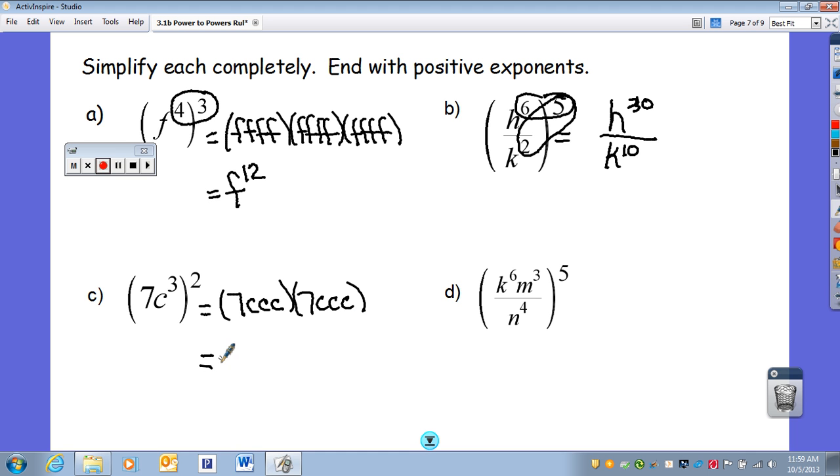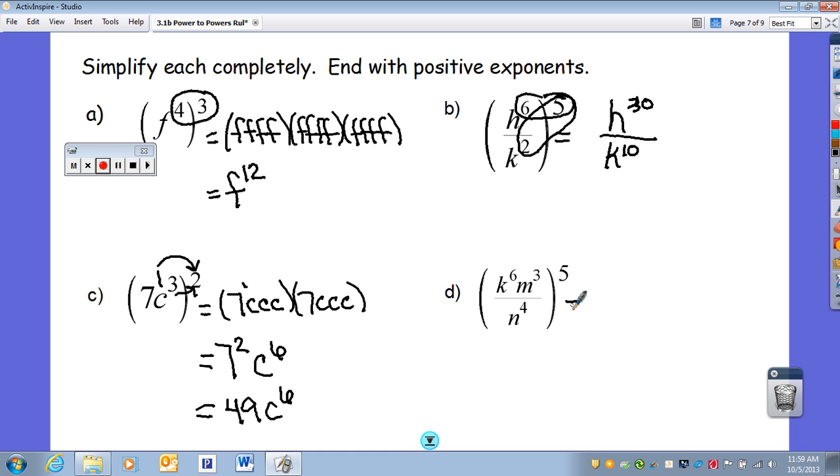My final expression would be to keep the base of 7 and add the count of how many I have, which would be 2 of them. And then my C's, I would have 6 of them. If I wanted to take my shortcut, I would multiply 1 times 2, power to a power, would be 7 squared, and then I would multiply 3 times 2, so I would have C to the 6th power. And then I can finish simplifying by taking 7 squared, which is 49, C to the 6th power.